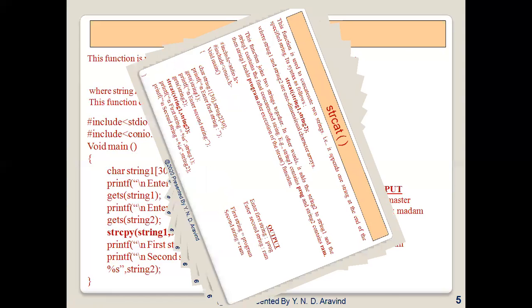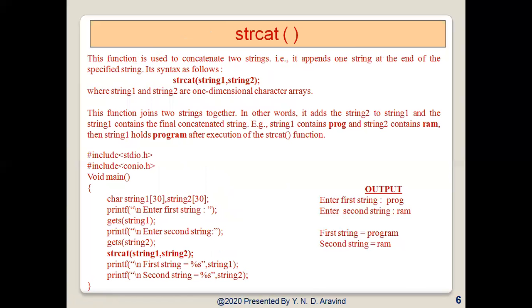Now let us see the next string handling function, strcat, that is concatenating. Concatenating means joining two strings. This function is used to concatenate two strings, that is, to append one string at the end of the specified string. The syntax is strcat of string 1 comma string 2. It will copy the content available in string 2 to string 1 after coming to the end of string 1.